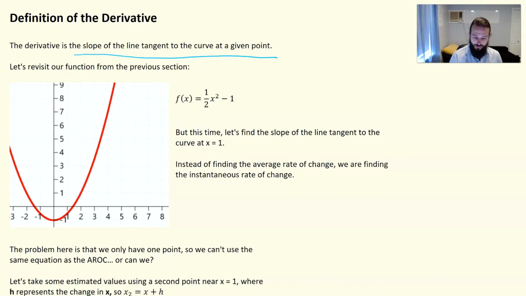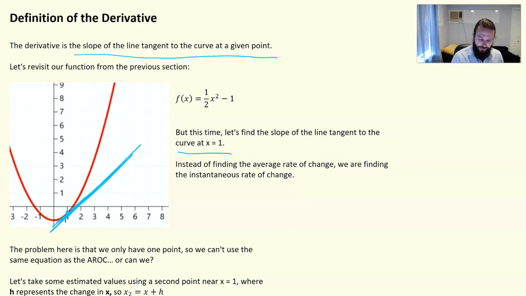So let's revisit a function from the previous section, which is 1/2 x squared minus 1. But this time, let's find the slope of the line tangent to the curve at x equals 1. So we can see here, x equals 1 about here. Tangent to it would look something like this. Not perfect, but ballpark. Now, we could try to visually estimate this, and it kind of looks like it might be 1. But we don't want to visually estimate. We want to know exactly what it is.